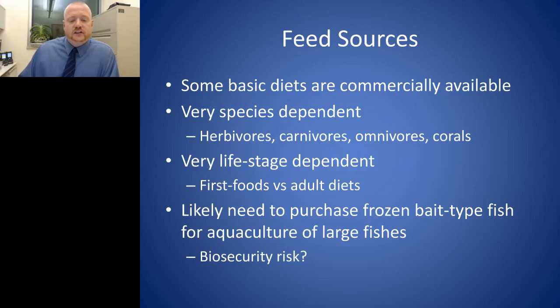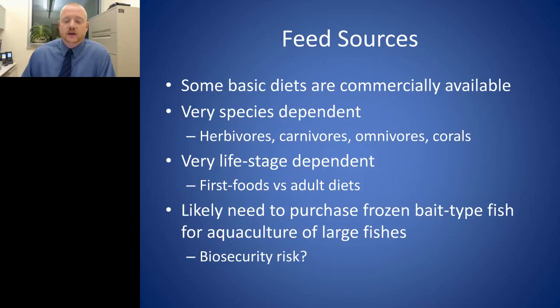And of course, we also got to talk about life stage, and this goes with all sorts of animals. First foods versus adult diets, and they're very different. Even our large fish start off as small, tiny fry, hatching from eggs, so they've got to be fed some of the same things that our other fish are fed as well at the very beginning. But once these fish grow into large fishes, which we'll see some videos of shortly, you've got to get bait type fish.